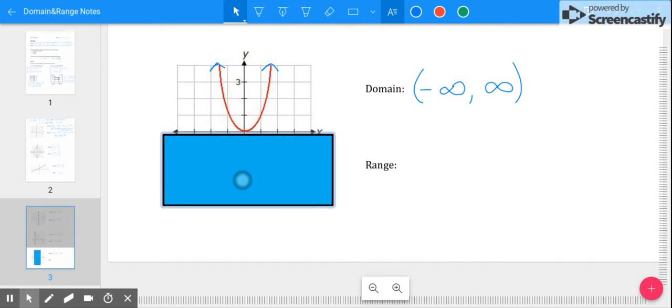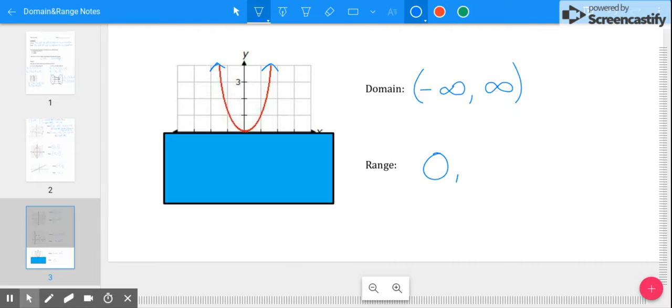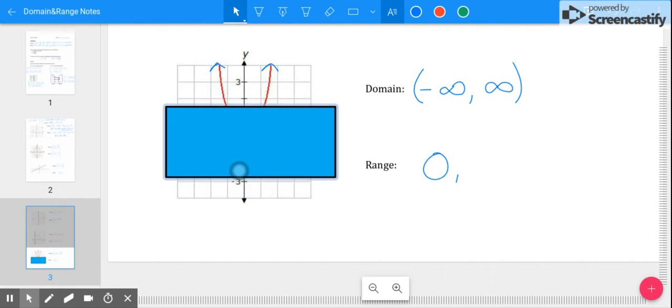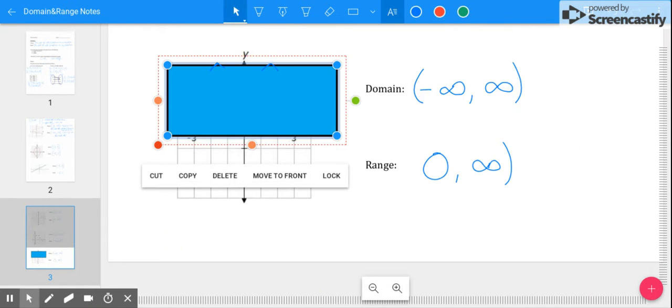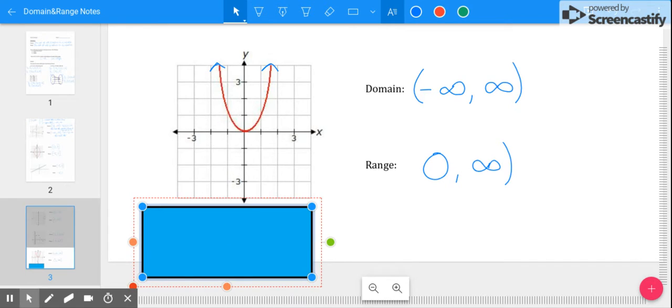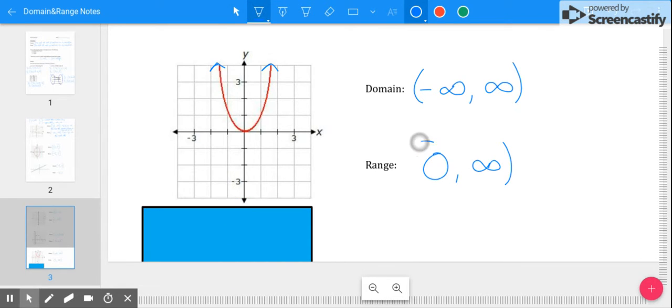Now for our range, coming up from the bottom, the first thing that it hits is the very bottom of the parabola, which is at 0 at our x-axis. And if I move it to the highest point, I'm going to hit the arrows. So that means it's going upwards, it's going to positive infinity. So that gets a parenthesis. But the 0 actually, no open dot there, so I will assume that that is a square bracket.